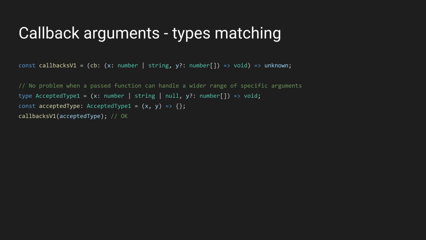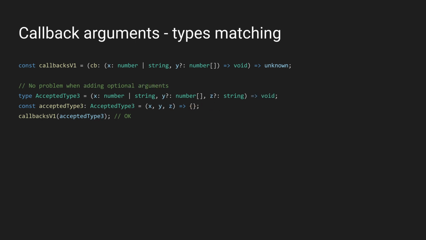We can pass a function that can accept a broader range of argument types as long as it supports all the required types. Argument x can also be null, which isn't a problem, since we don't anticipate passing this value inside the callback v1 function. We will pass either a number or a string, both of which are supported by the passed function, so we are safe. It's not an issue if the passed callback returns something. Inside callback v1, we aren't expecting the callback function to return anything, so the function can still be used as an argument. We will simply ignore the return value.